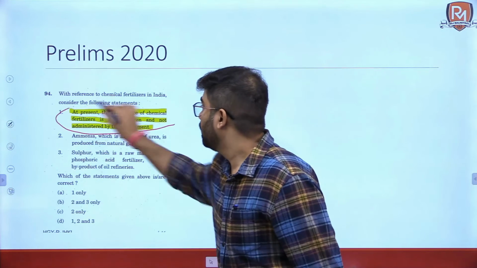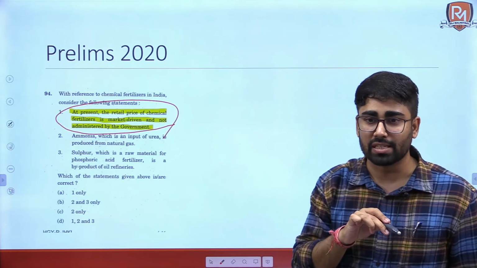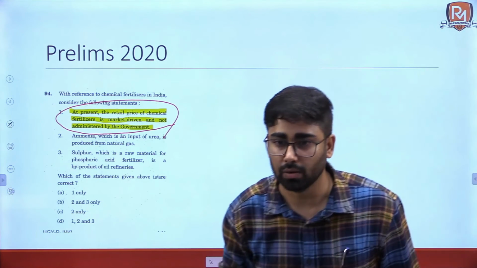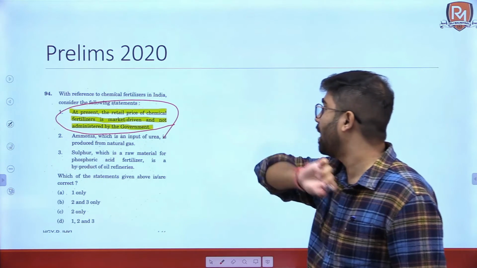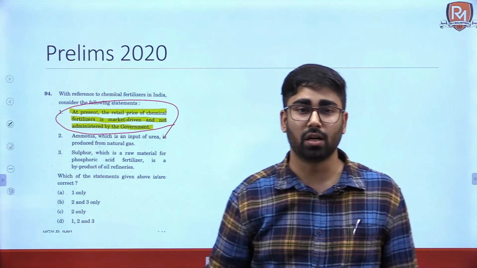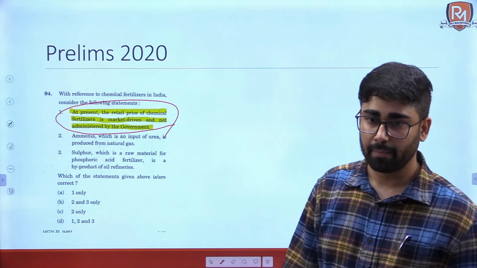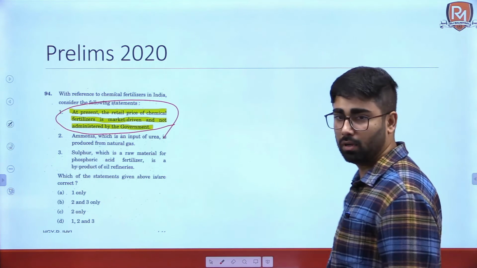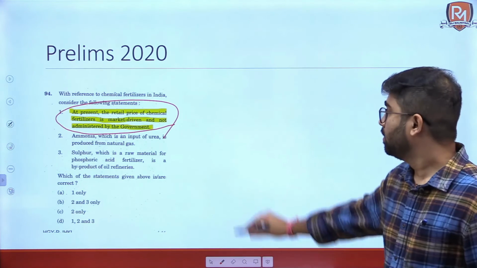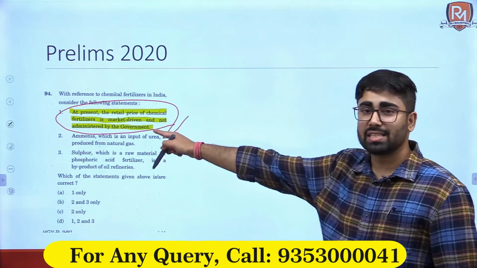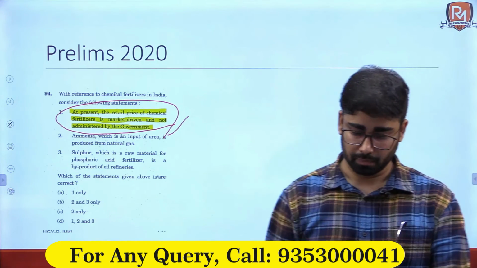Now I want you to attempt only this first statement. Please look at it and answer. This says at present the retail price of chemical fertilizer is market driven and not administered by the government. Please answer this. Rushi is saying, sir, please provide PDF. Okay, I'll try. Please answer whether this statement is true or false.